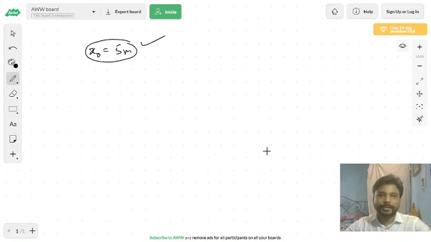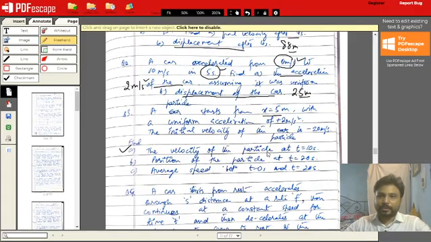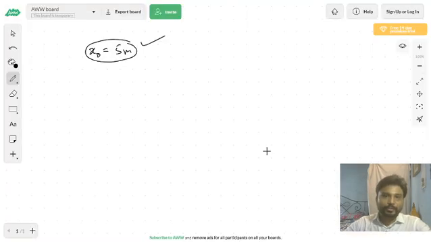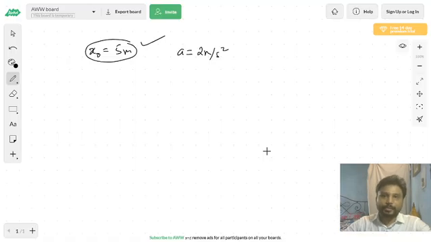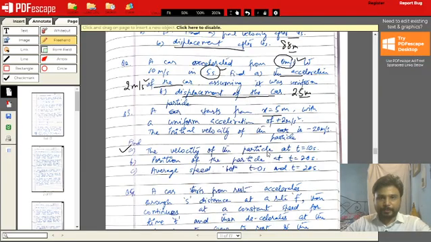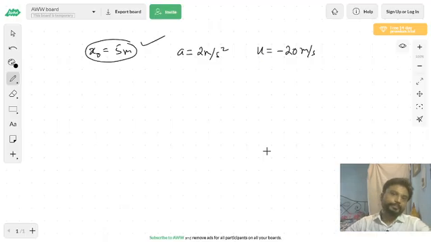So how do we deal with it? We first put down the information which we are certain about. We will just write it and then move on. So uniform acceleration is 2 meter per second squared. This much we know. The initial velocity is minus 20 meter per second. It's minus 20 meter per second. Now we have to find the velocity of the particle.